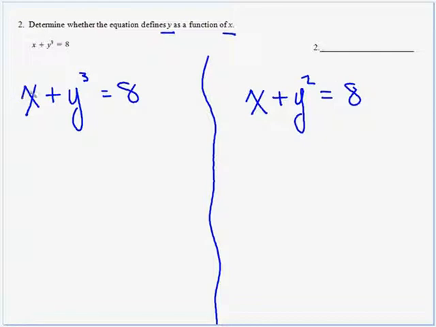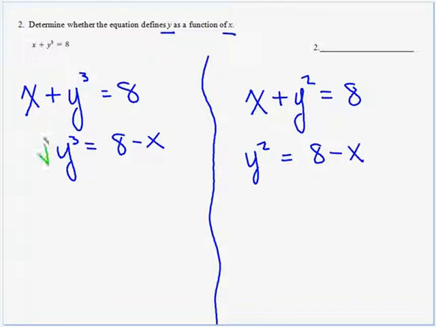Okay, to solve either of these for y, step 1 is subtract x. So this is y cubed equals 8 minus x. And then over here we'd have y squared equals 8 minus x. And now we want to get y alone, so of course we're going to root both sides. Here on the left I'm going to cube root both sides. And here on the right I'm going to square root both sides.